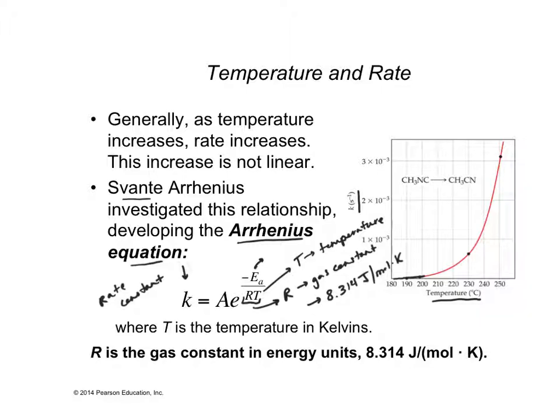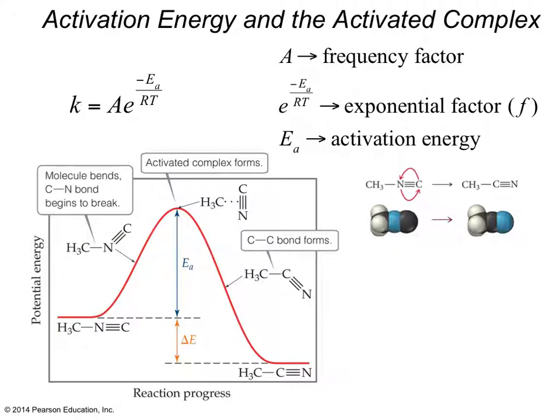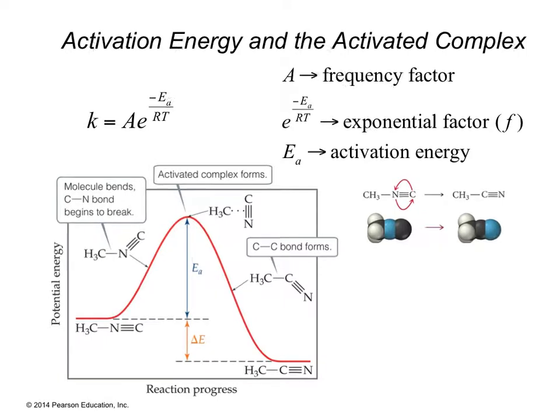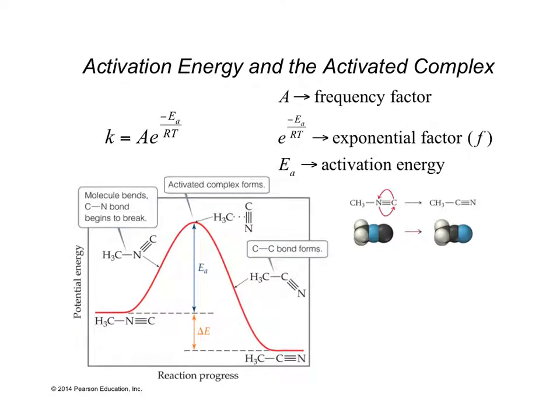Okay, so let's talk a little bit about this. What are these other various things that come into play? So we know what k is, it's a rate constant. We know what R and T are. So now we're going to talk about these other unknown little things that we're introducing.